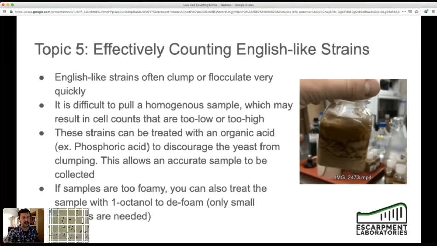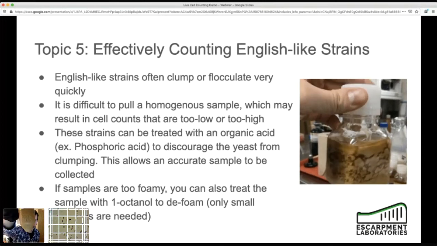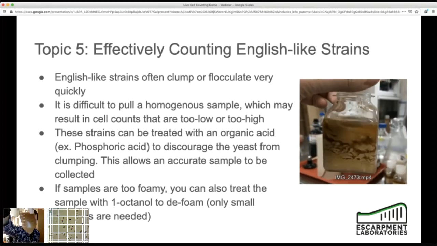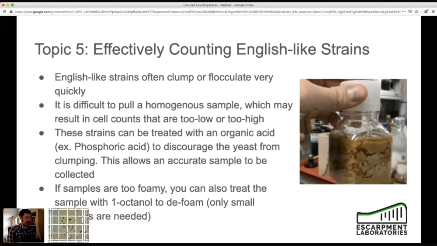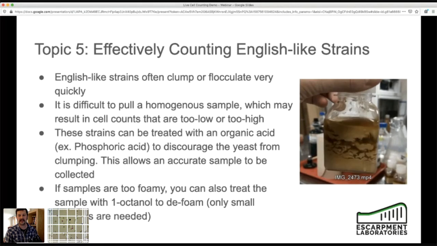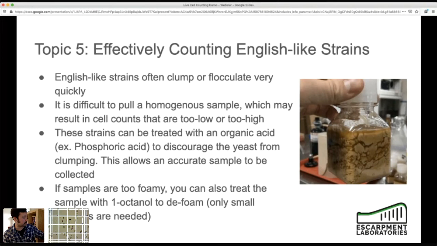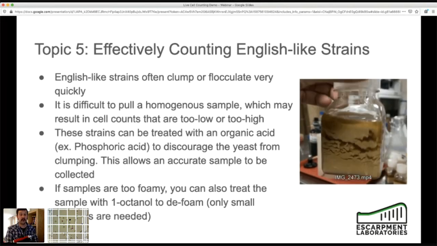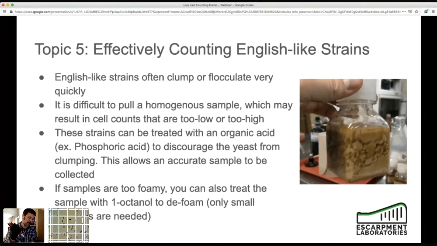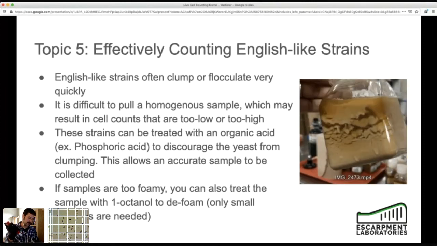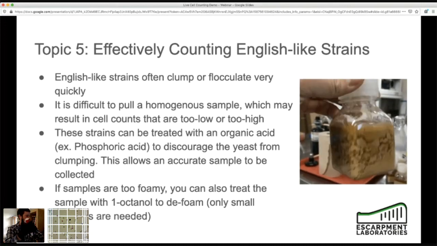So anyway, I'm just going to show this up here. We can see that we have this English strain, which is pretty clumpy and gross. What I'm going to do is use 75% phosphoric acid. I'm going to add half a milliliter, which is way too much. One of the things to be aware of when working with these acids is they are going to increase your acidity. So I'll add 0.3 milliliters of phos.